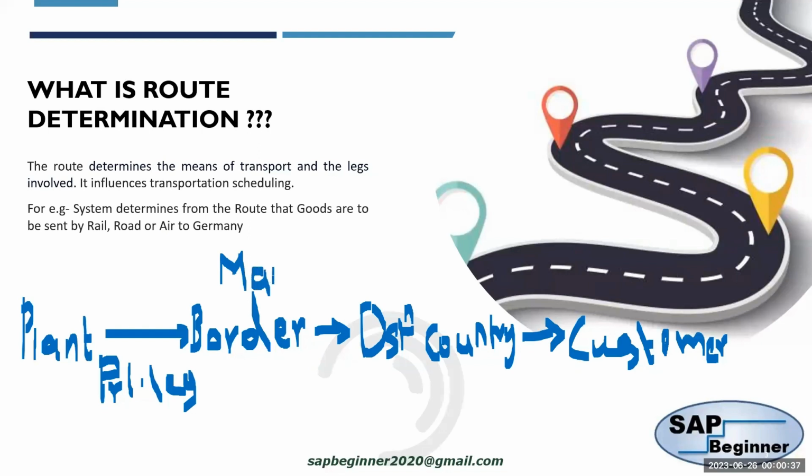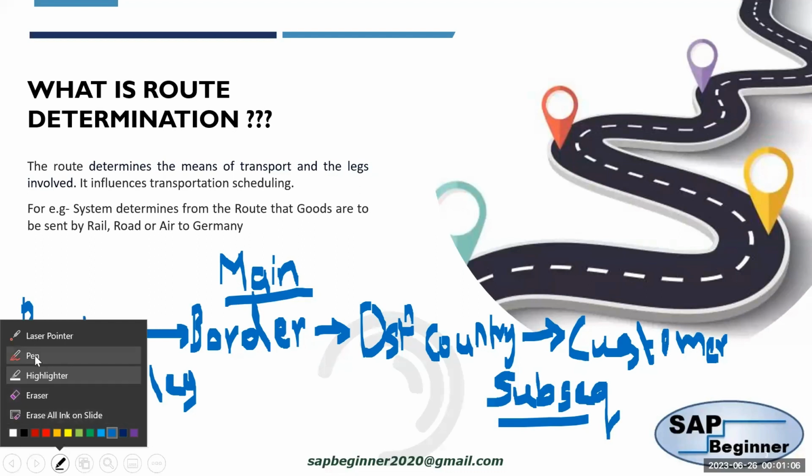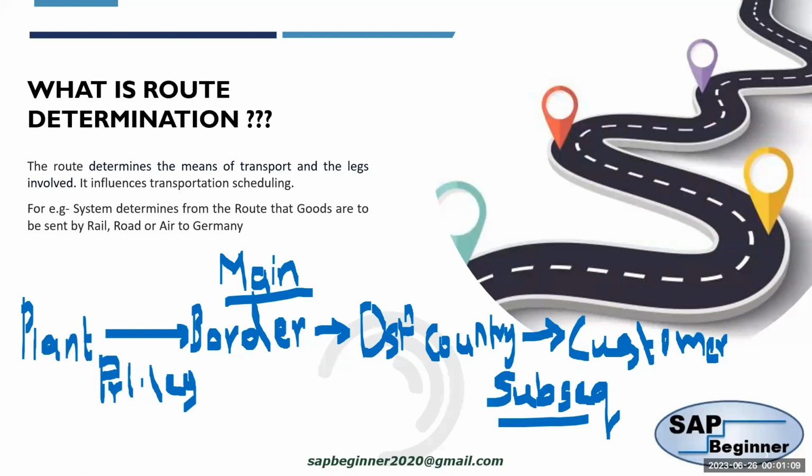There are three types of legs when it comes to route determination. Then from destination to customer, we have the subsequent leg. Okay, so what does this preliminary leg mean? What does this main leg mean? What does this subsequent leg mean? So let me tell you something.